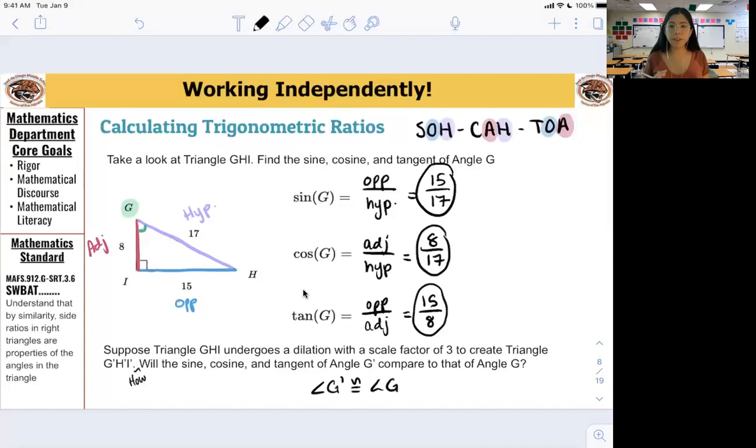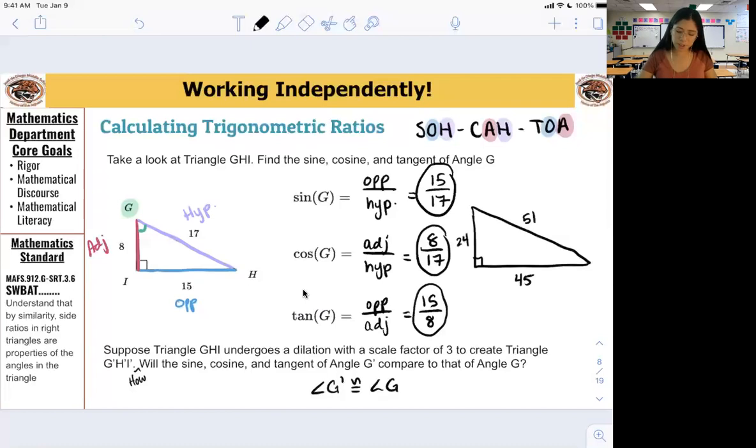They're the same. So the sine of G and the sine of G prime should be the same because the value of G has not changed at all. So even if the side lengths increase, let's actually look at what would happen. If I dilated it by a factor of 3, this would be 45. 8 times 3 is 24, and 17 times 3 is 51.